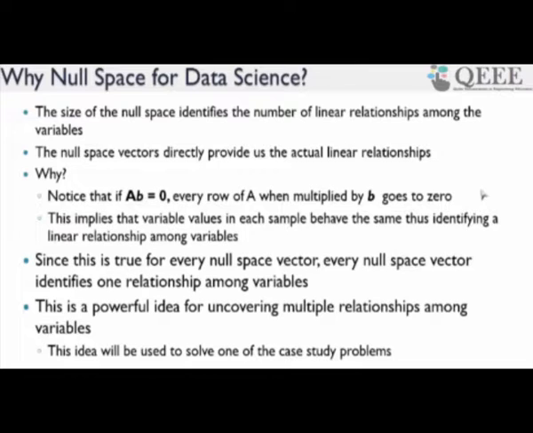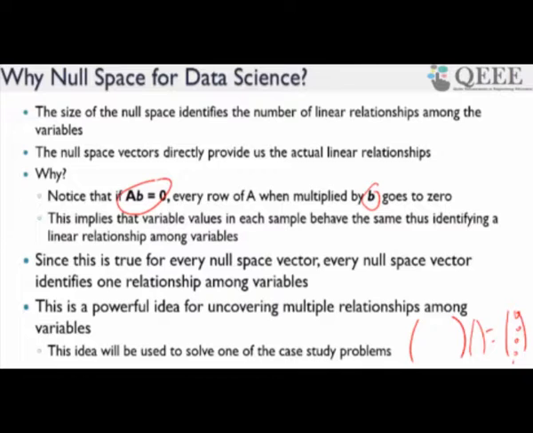This is because if you notice this equation, AB is 0. So what this means is, if I find a vector B such that AB is 0, I have a matrix like this, I have B, and on the right hand side I have 0. That means this is a 0 vector.